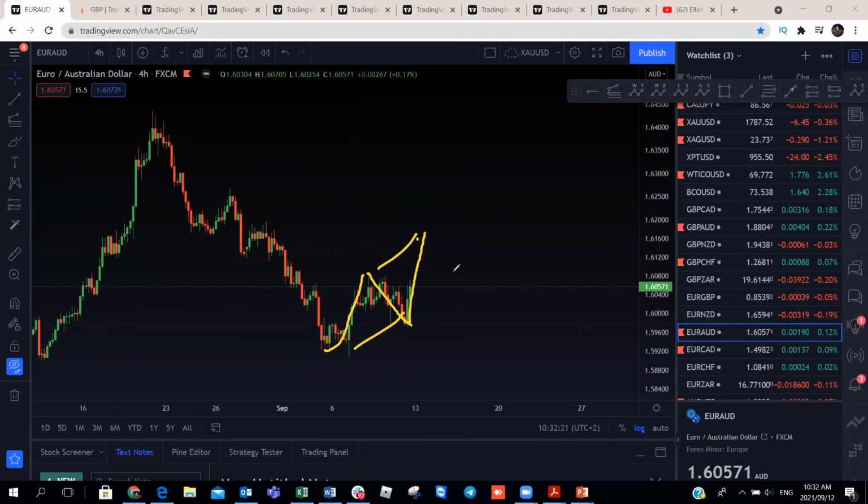Just like euro pound. Don't forget euro pound also has a similar structure. Right, that's euro AUD. EURCAD.